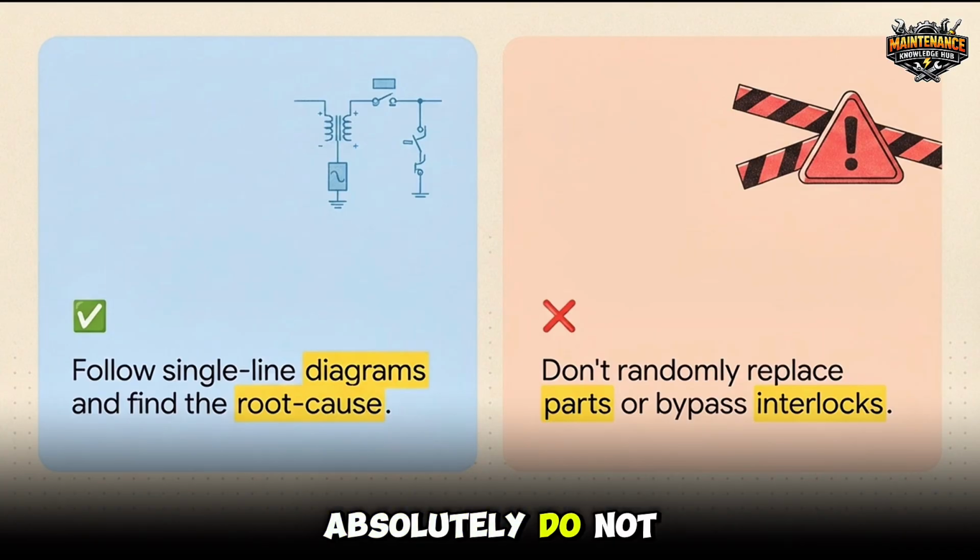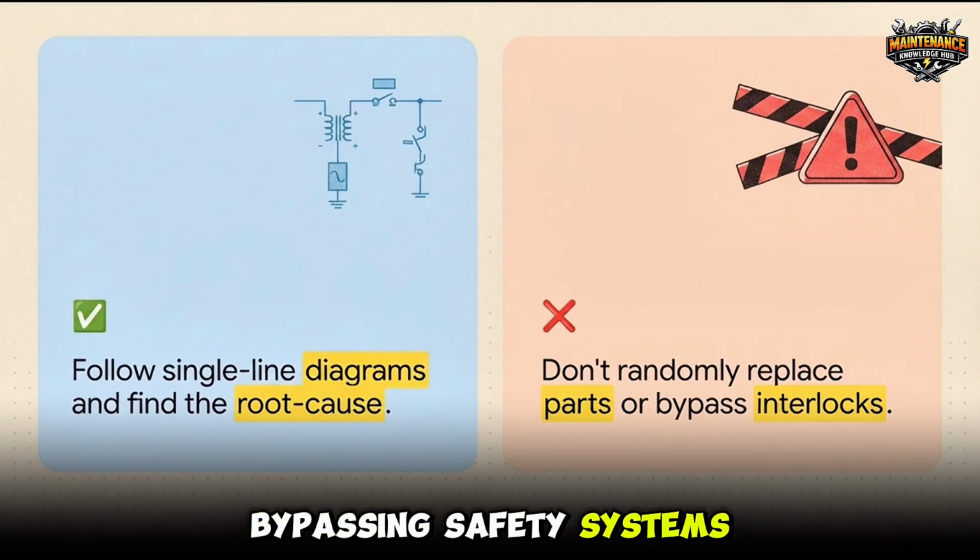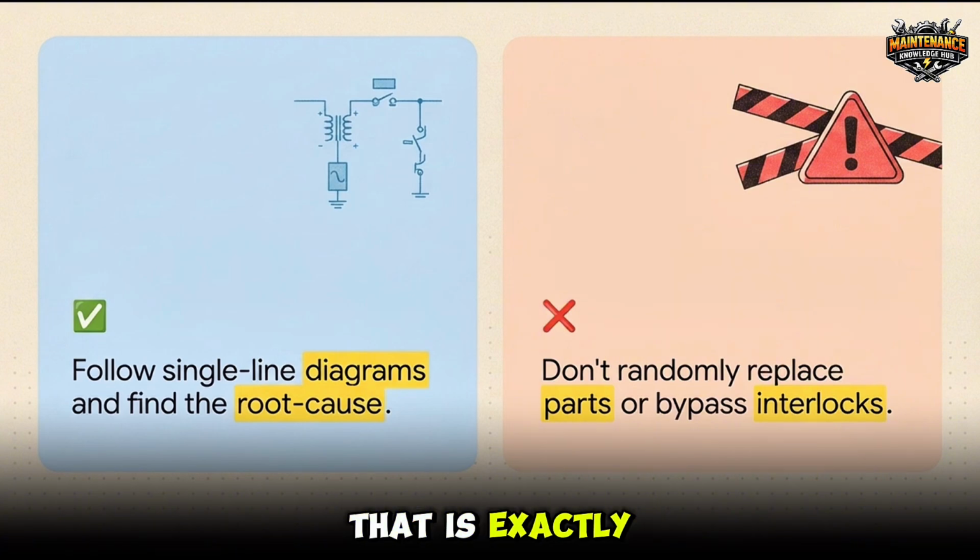Conversely, absolutely do not just randomly replace parts hoping one magically fixes the issue. Never repeatedly reset a tripped breaker hoping the fault somehow cleared itself, and never ever bypass an interlock without a highly authorized specific procedure. Bypassing safety systems just because you're frustrated, that is exactly how major industrial accidents happen.